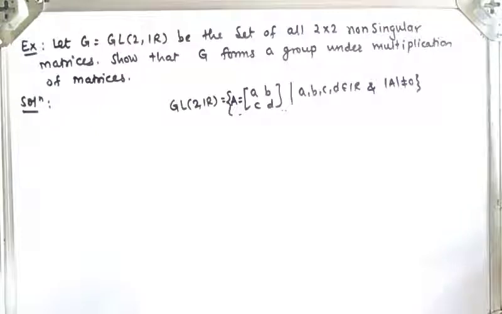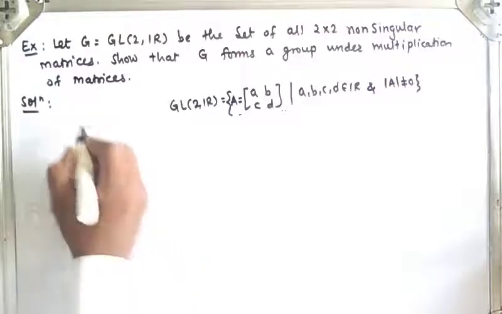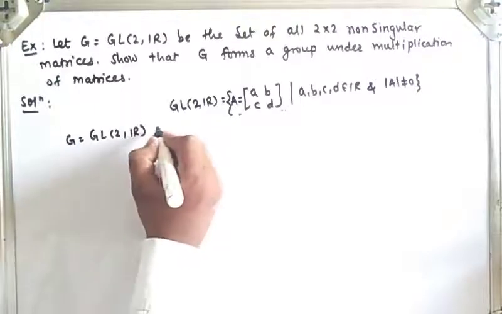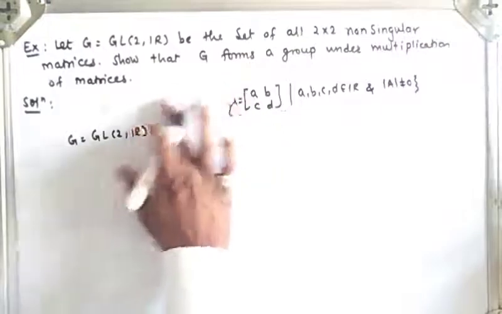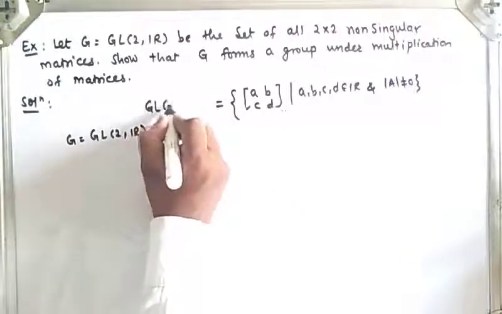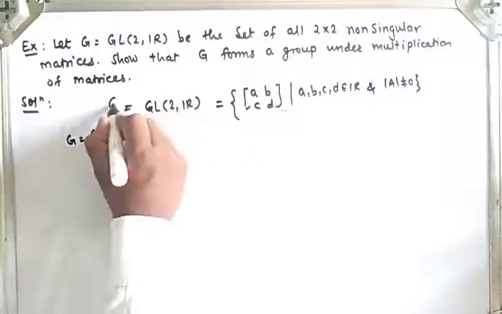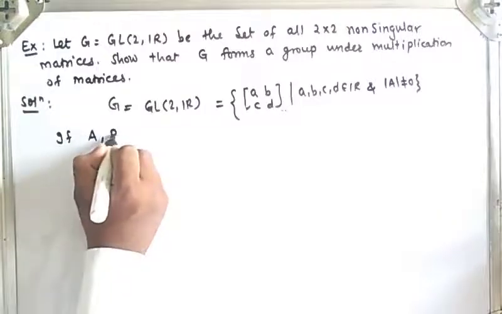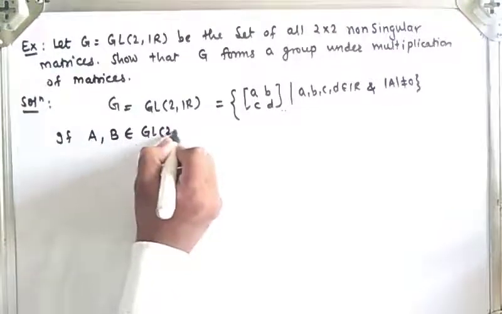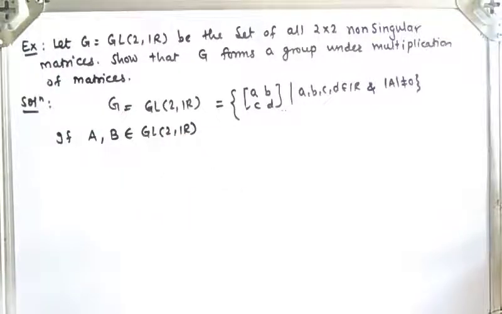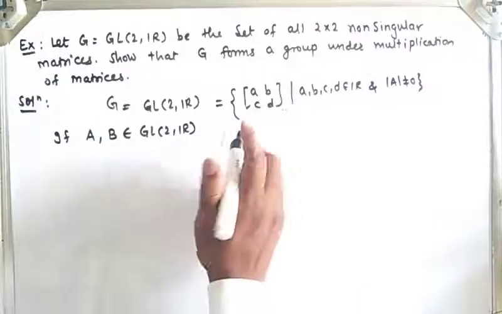Now to show this forms a group under the operation of multiplication, let's see. Here G is the general linear group of all 2 by 2 matrices over the entries R. Now if I take two matrices A, B which belong to the general linear group of all 2 by 2 matrices over R, then their multiplication again forms a 2 by 2 matrix, which is again non-zero. So the determinant will be non-zero.